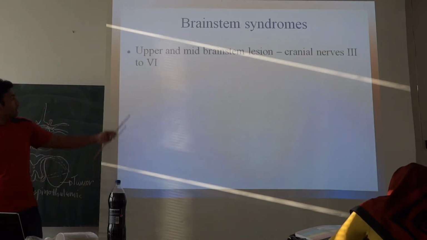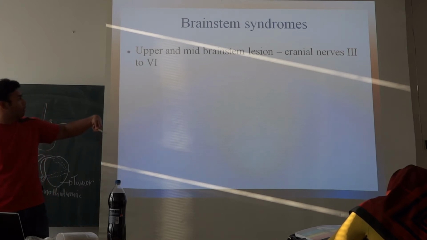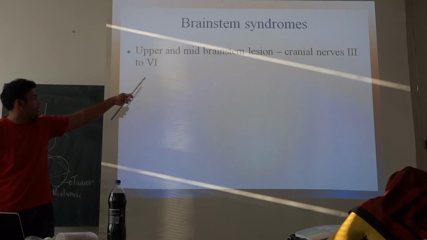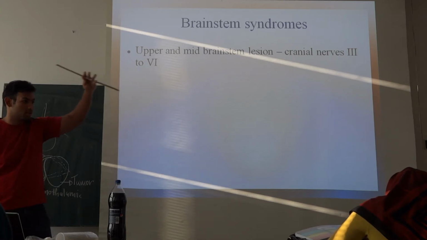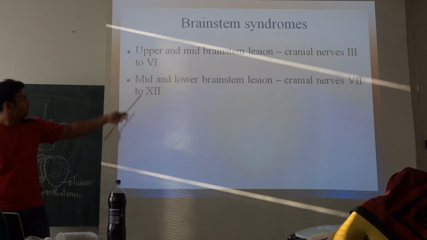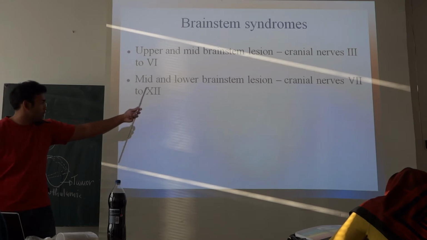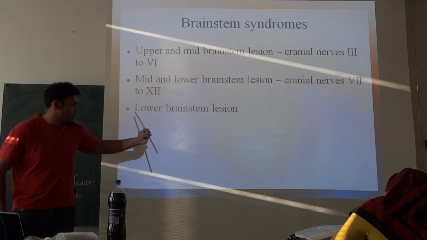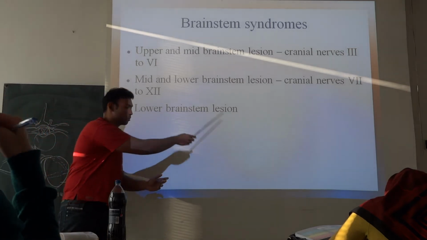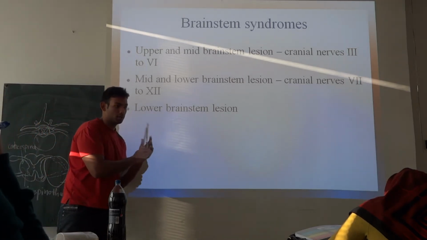And so upper brain and upper and middle brainstem would involve the third nerve to the sixth nerve, because you know it in order. You don't have to learn it by heart anymore. The middle would involve the seventh to the 12th, middle and lower. And finally, there's a separate category for lower brainstem because they are more common, just the lower part.